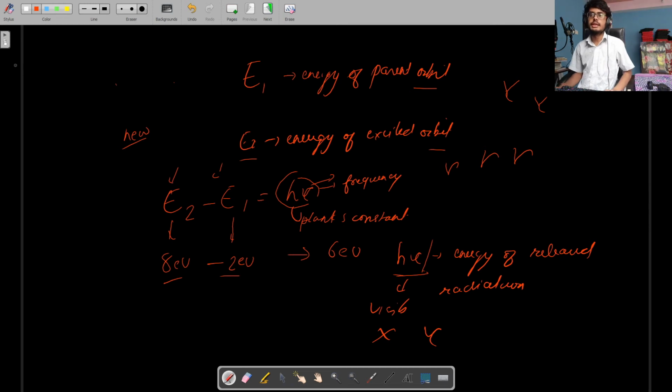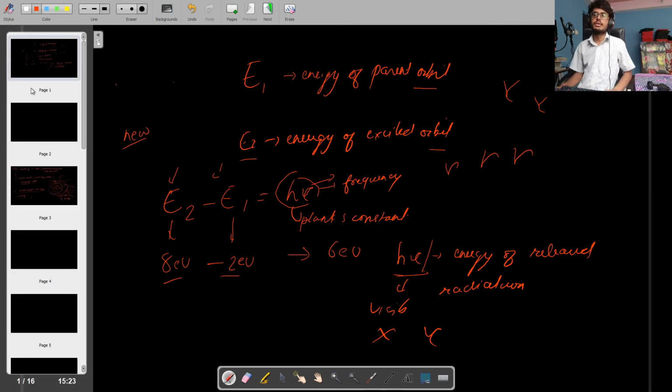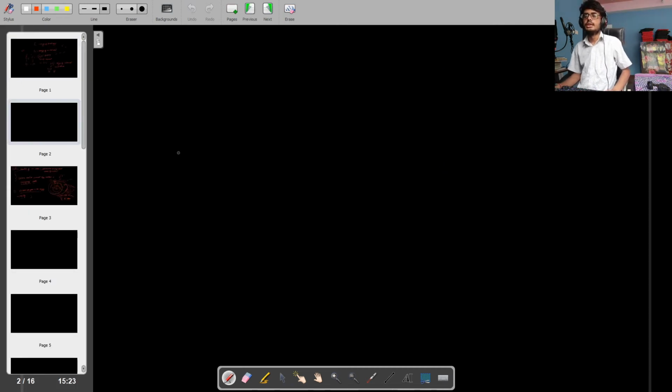You guys know about the electromagnetic spectrum, right? The spectrum starts with the lowest energy rays. Lowest energy rays, I mean the highest energy rays. Let's say gamma rays are the highest energy rays. Then we go to X-rays. Then what do we have?